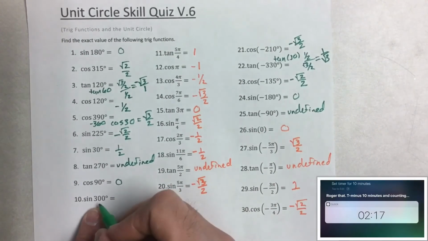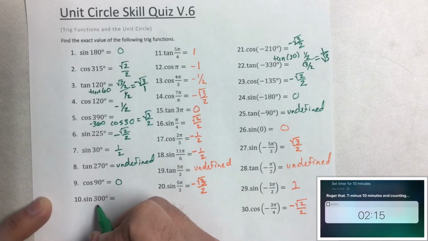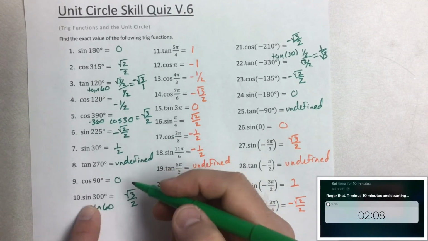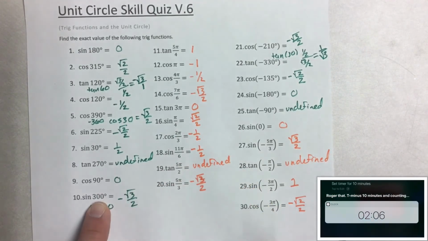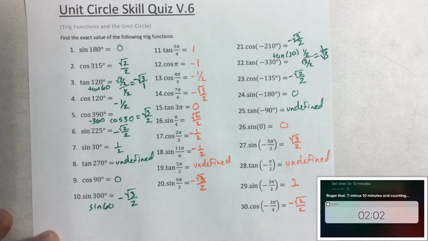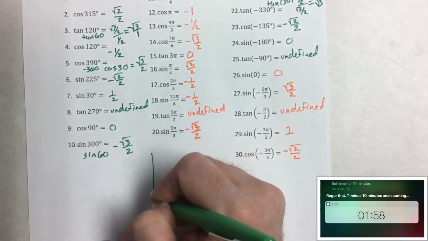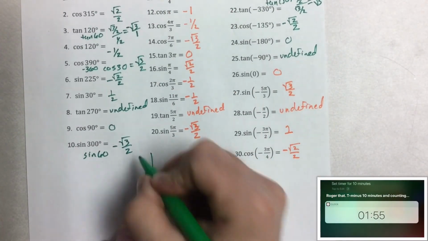And then sine of 300, so sine of 300 is 60 away from 360, so sine of 60 is square root of 3 over 2, but in the fourth quadrant, sine is negative. So under 10 minutes, we have our 30 questions. So I'm going to just add here what I was referring to this whole entire time.